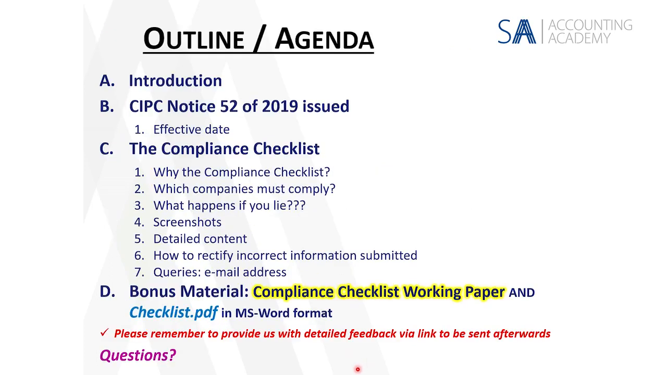Right. On the agenda, you'll see we're going to start with the introduction. We're going to start off with a base notice, where we heard about this checklist for the first time, and what the effective date is. That's the most important. And then we're going to look at the actual compliance checklist, because you can't see it. It's not a document that you download from anywhere. It's a document that you complete online. So I've given you all this why, which companies have to comply, what happens if you lie. Let's look at some screenshots, look at the detailed content, how to fix something if you've submitted something incorrect, and who to phone, who's your phone a friend if you want to send an email.